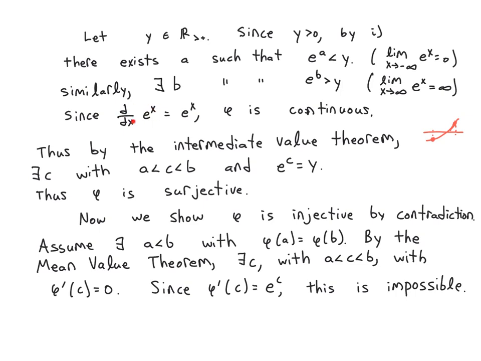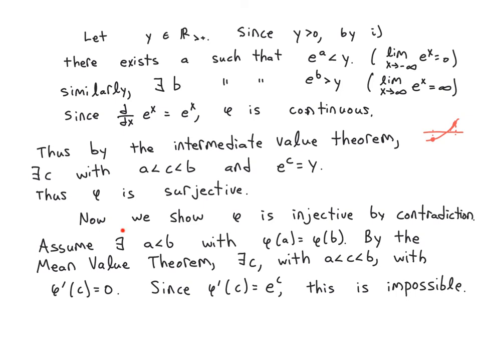Similarly, because we have this derivative bit, this function is differentiable everywhere and hence it's continuous. So we can apply the intermediate value theorem. There exists a point c between a and b such that e to the c is equal to y. Because we found a point where the function's above y and a point where it's below y, so there must be a point where it's exactly y. So that's right. The only reason we know the exponential function is surjective is because of theorems from calculus.